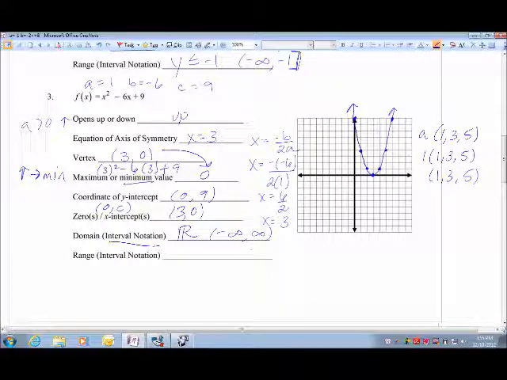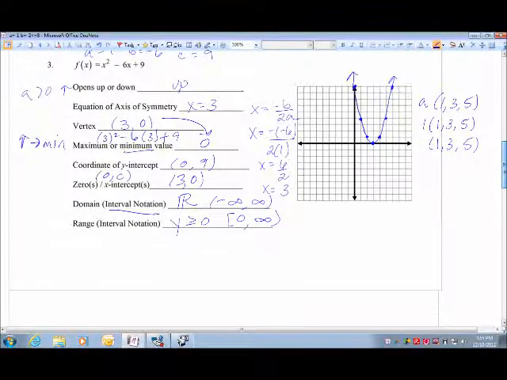And the range, all my y values must be greater than or equal to 0. So our lowest value is 0, and it can be equal to, so we put a bracket, and it goes all the way up to positive infinity, and we close with the parentheses because we can never reach negative infinity or positive infinity.